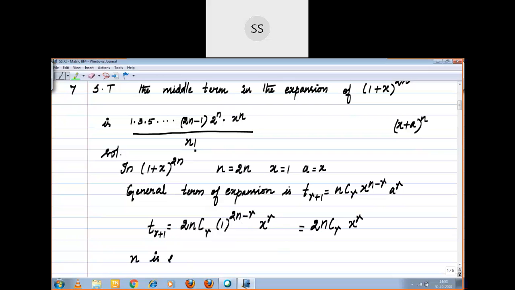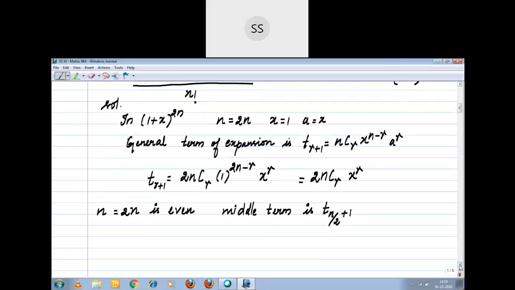Now, here n is even. Will you agree or not, children? If you substitute n equal to 1, you will get it as 2. n equal to 2, 4. So the 2n is even. n equal to 2n, that is even. If it is even, what is the middle term? How to find the middle term? I gave a formula, right? Middle term is T n by 2 plus 1. Middle term is what? T n by 2 plus 1.